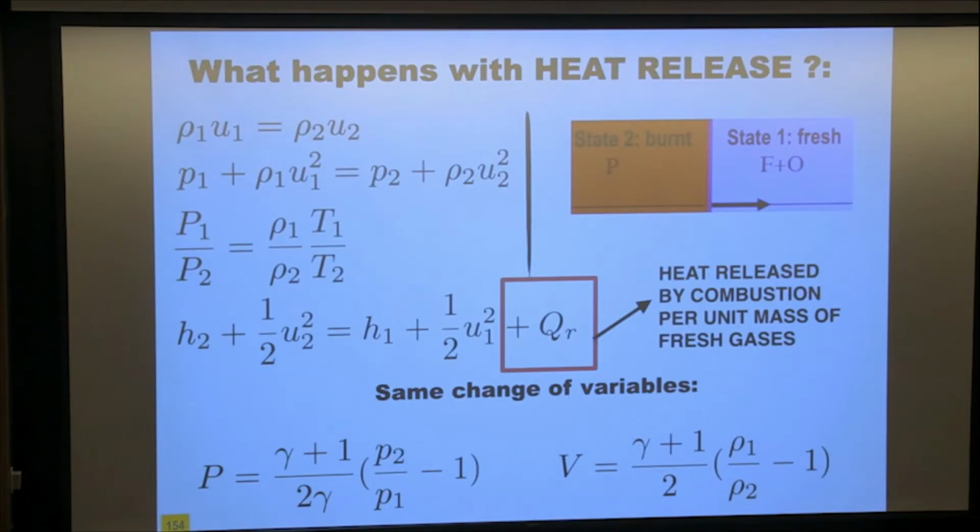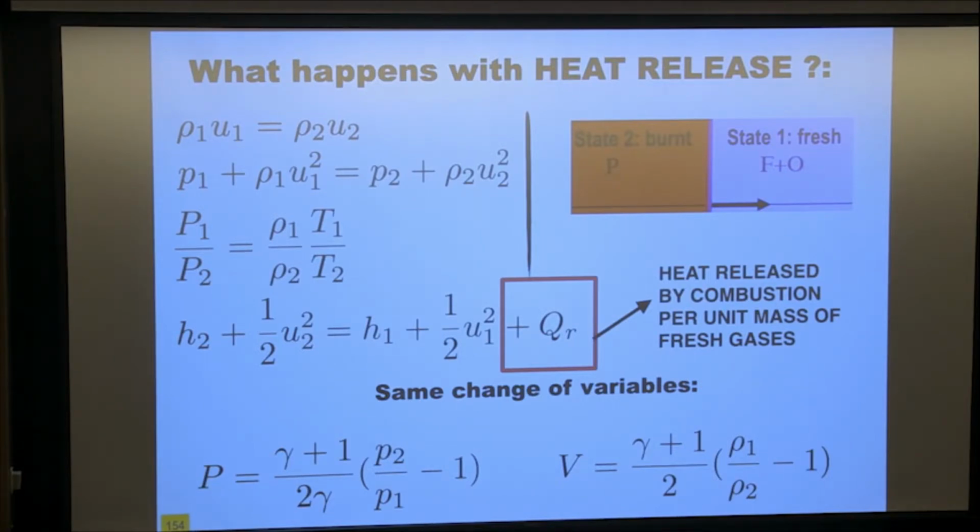So let me go back here. If you do that, you have the same equations. For the first two, you conserve mass the same way. You conserve momentum in the same way. The state equation cannot change. And here, enthalpy has a new term, QR. This is the heat released by the combustion of 1 unit of fresh gases. That's the one we have defined many times already. And again, you use exactly the same variables.